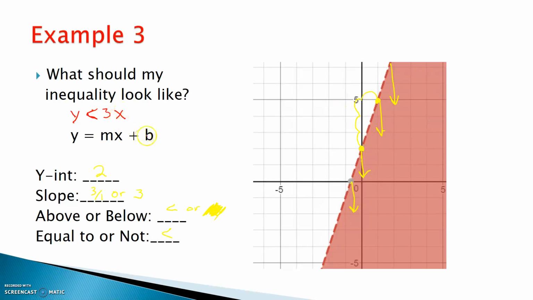Now, what was my y-intercept? What was my initial starting value? Well, it was at 2. And again, that is a positive 2, so I better say plus 2. That is what I'm looking for.